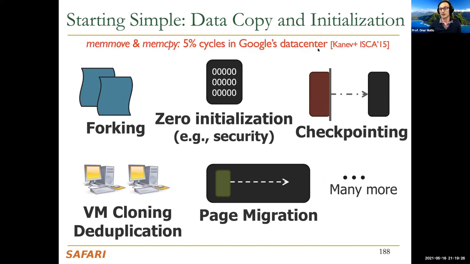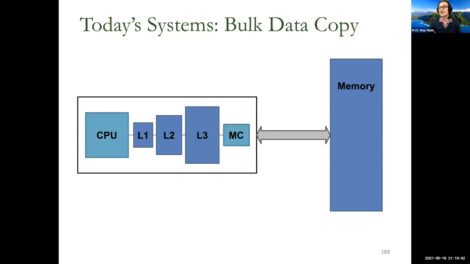In fact, Google, in the work that I mentioned earlier, basically show that just two function calls that do data copying, memmove and memcopy, account for 5% of the execution cycles in Google's data center workloads. That's a lot for just two function calls. And I'd recommend taking a look at their paper. So how do we do the data copying today?